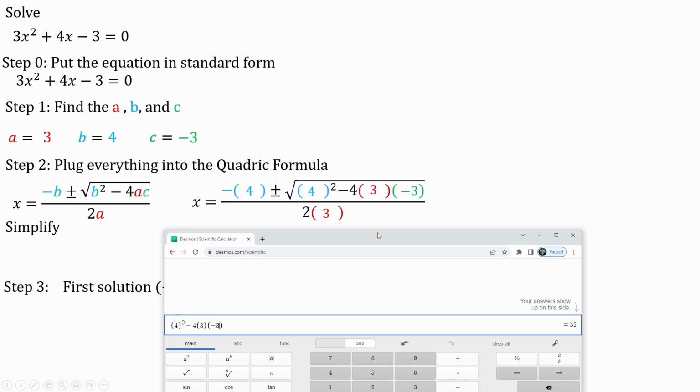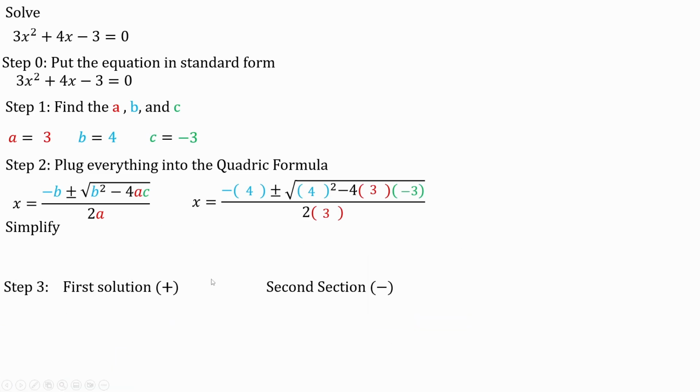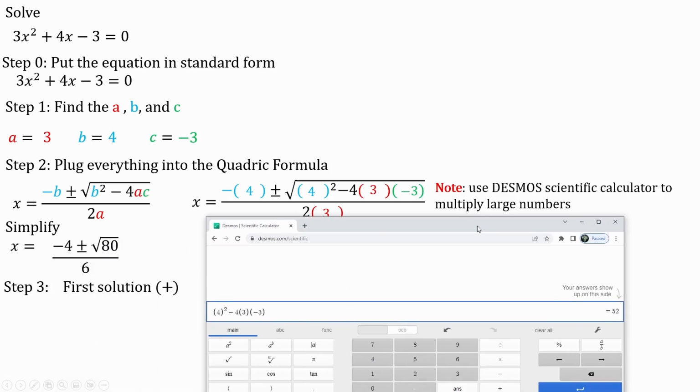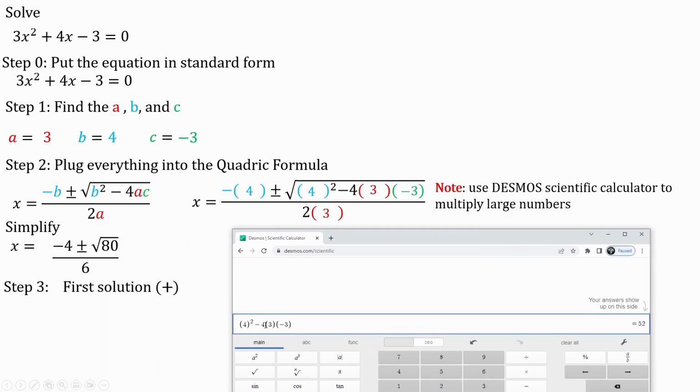the value of 52. Let's see if that was right. And I got 80. So let me double check. 4 squared minus 3 and negative 3. It says 52 here. All right. So I think I got my answer wrong. Give me a moment to double check.